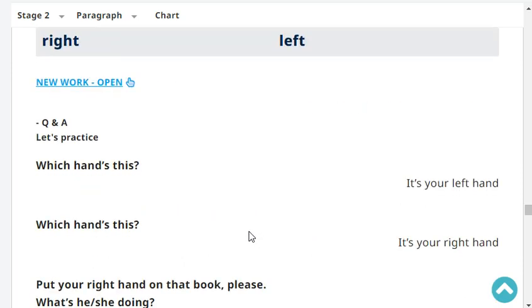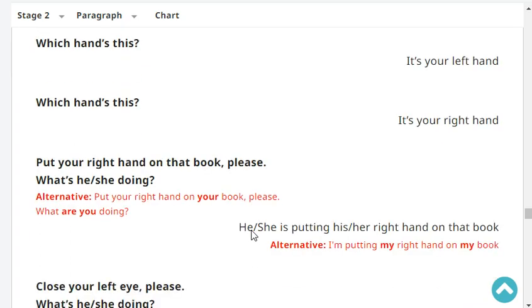Which hand's this? It's your left hand. Well, it's your left hand. Very good. Which hand's this? It's your right hand. Very good.